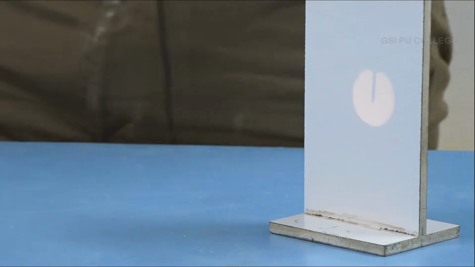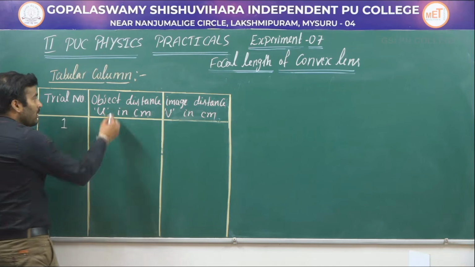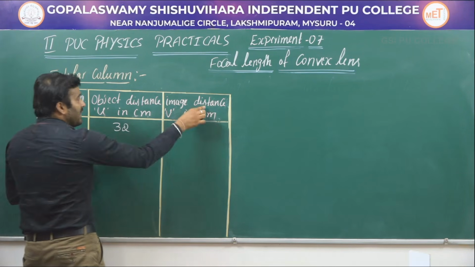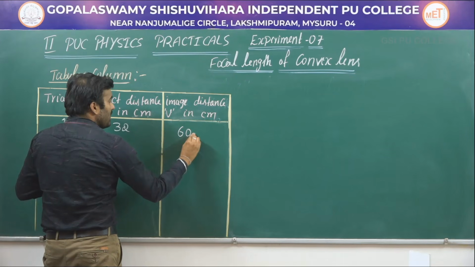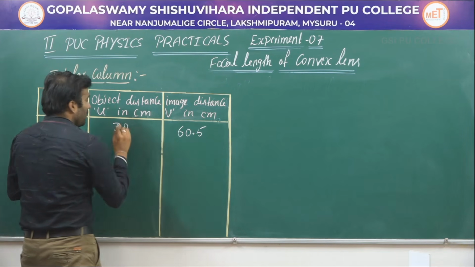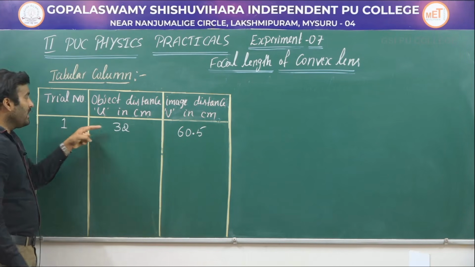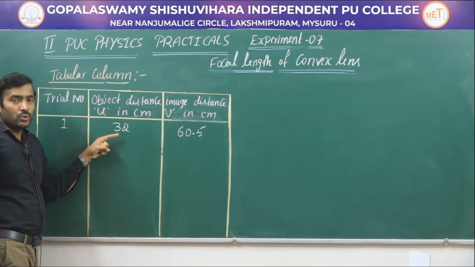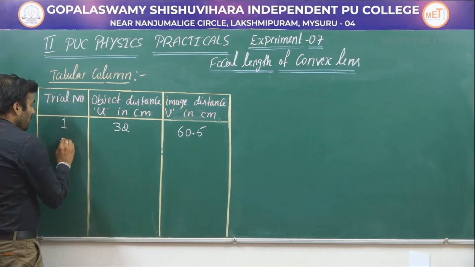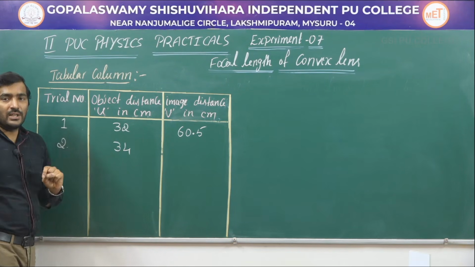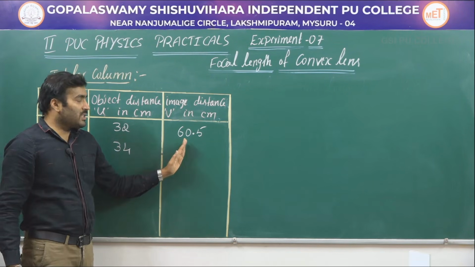Let us tabulate this. For the first trial, the object distance is 32 centimeter and the image distance is 60.5 centimeter. Okay. Next, we will move on to the next trial. Now we have to increase the object distance to 34 centimeter. For the second trial, the object distance is 34 centimeter. Let's find out the image distance for this.